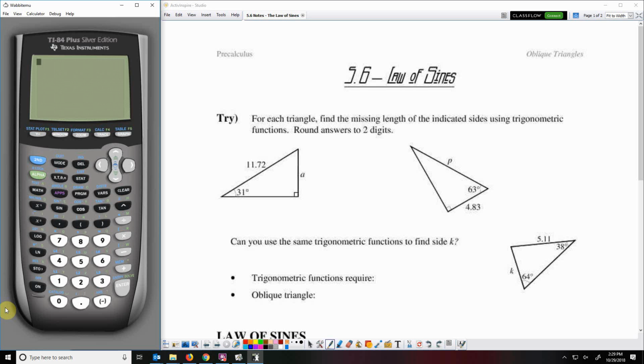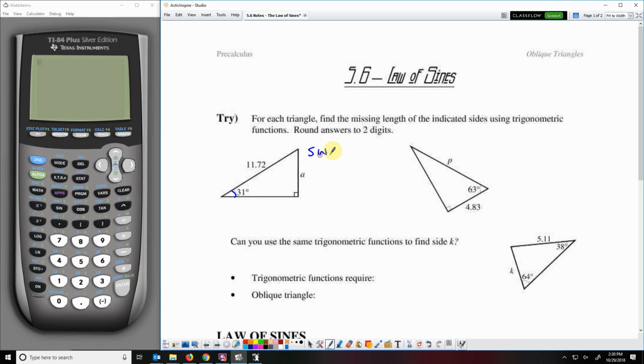Today we're going to talk about the law of sines, but first we're going to do a little bit of review of right triangle trig. So I want to find the value of the variable here, and we're going to round it to 2 decimal places. So I've got an angle here, and across the triangle, that's my opposite, and 11.72, that is the hypotenuse, which means I'm going to use sine.